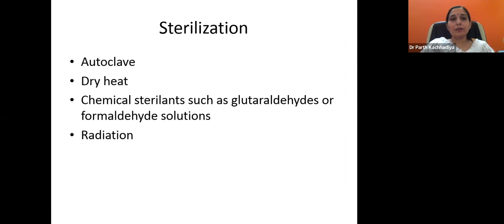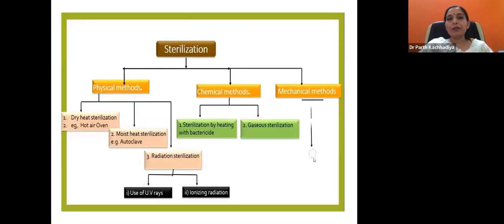How to sterilize the things? It is done by the autoclave, dry heat, chemical sterilants like glutaraldehyde or formaldehyde solutions, or radiation. And if we see the classification, it can be done by the physical methods and the chemical methods. And more so, a few mechanical methods are also available.